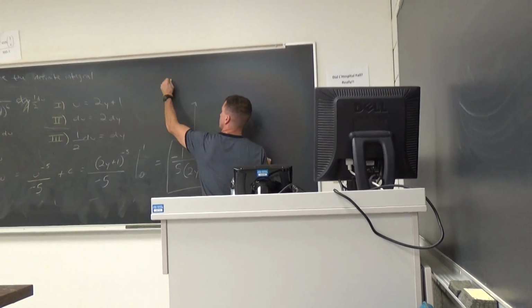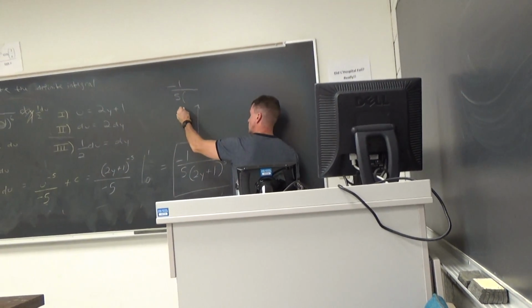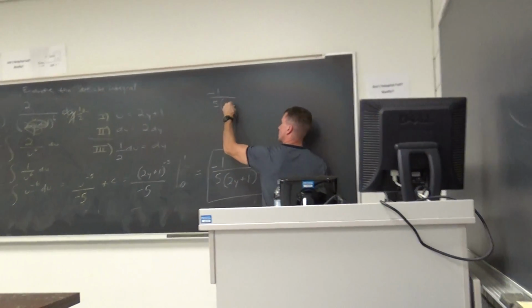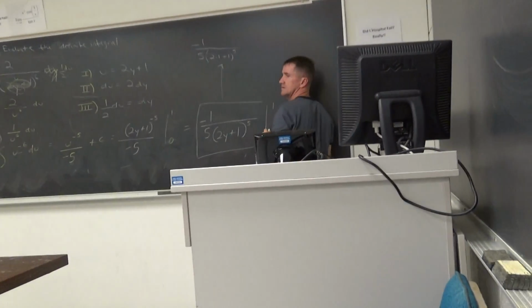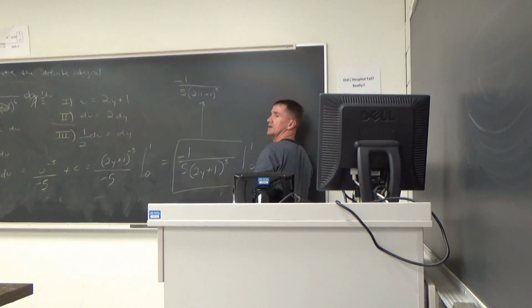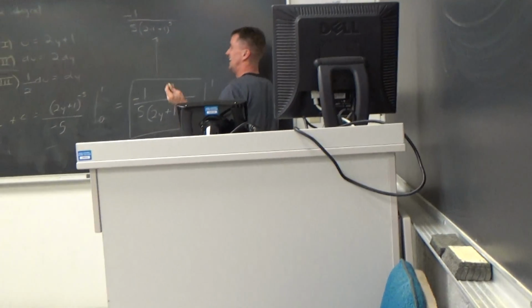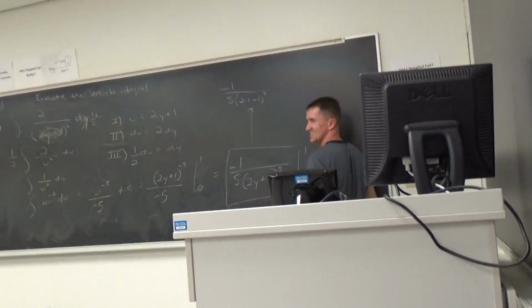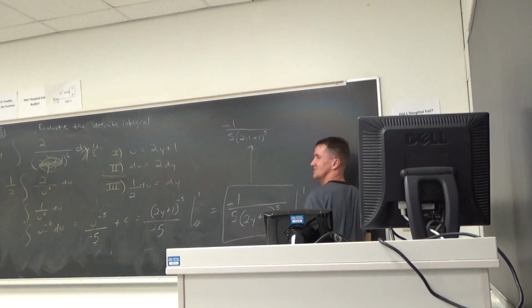-1/5 times, what's 2 times 1 plus 1? 3. 3 to the power of 5th, that's going to be huge. Instead of that, it would have been easier to put numbers. What about you to do? Yeah, good point. Now we gotta do 3 to the 5th power. What's that? 243. Then we gotta multiply by 5.